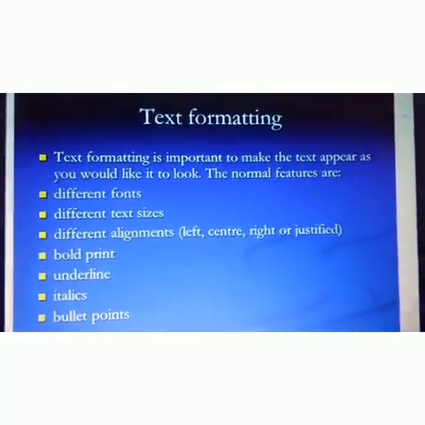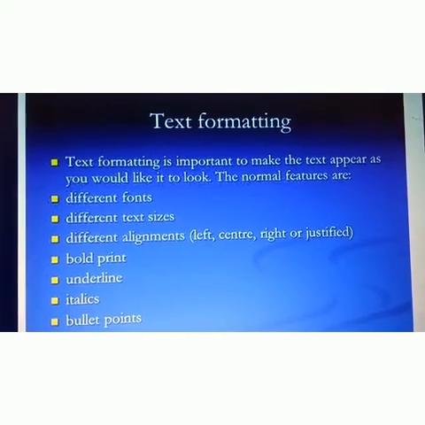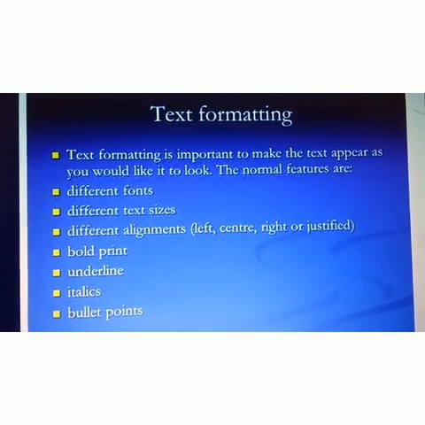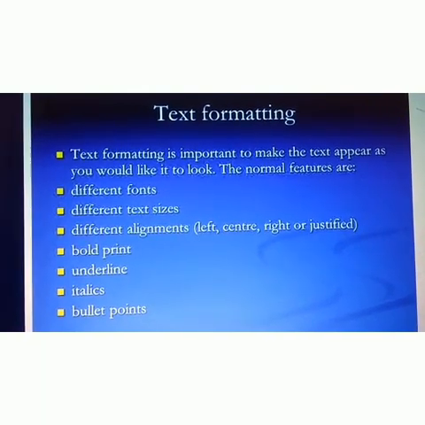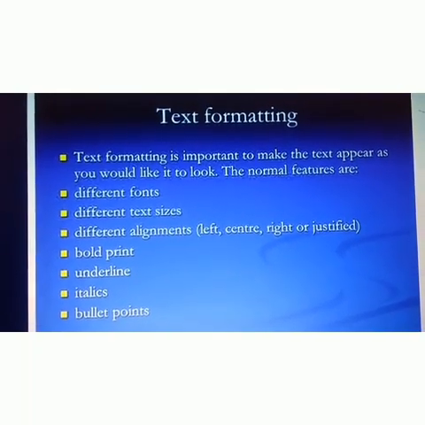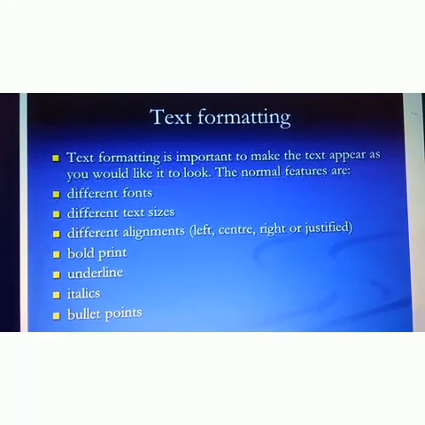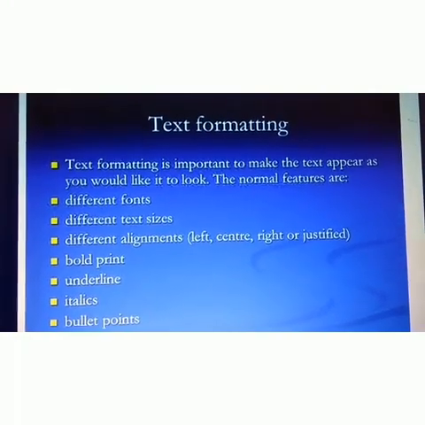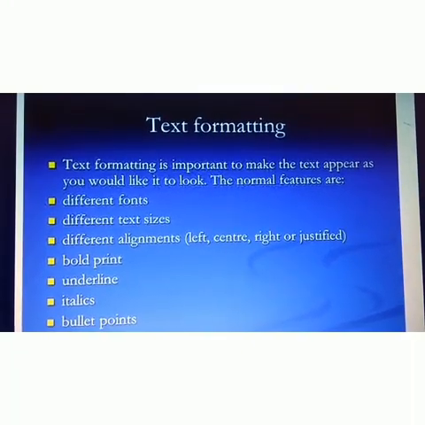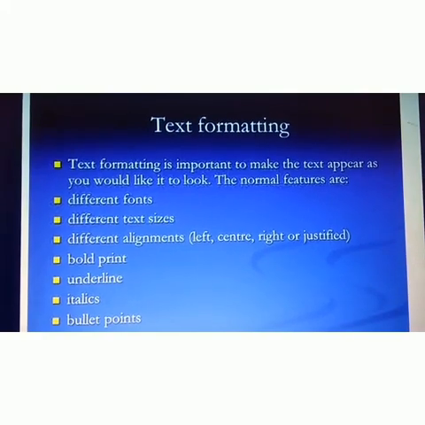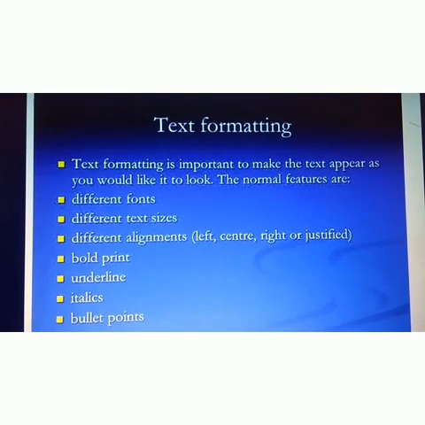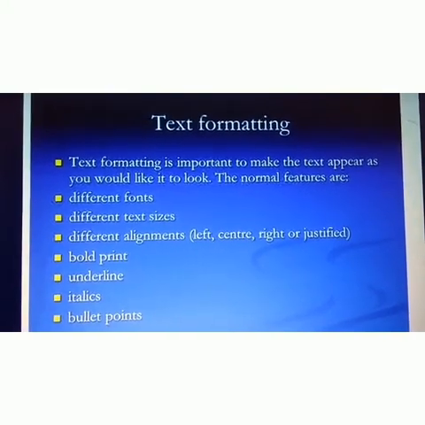Okay, next is text formatting. We know very well what text formatting is. It makes the text look attractive and appear the way you want to use it. The normal features are: we use different fonts, different text sizes, different alignments. We know about the 4 types of alignments like left, center, right, or justified. Good. Next, bold, underline, italics, bullet points, all features are available in text formatting. Okay, students?